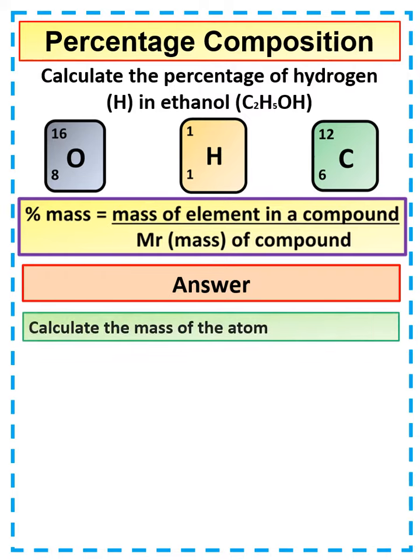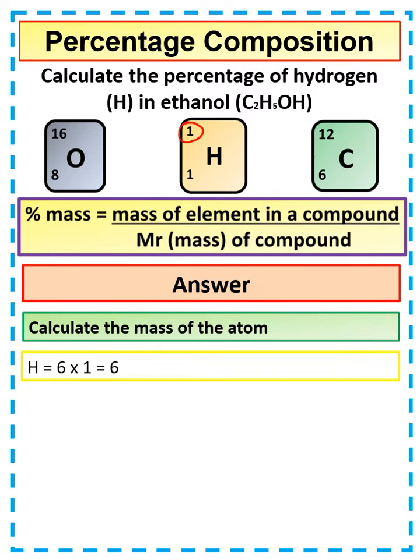So the first thing to do is calculate the mass of the element. We know that we've got 6 lots of hydrogen. We know that 1 hydrogen weighs 1. So all we're going to do is 6 times 1 to give us a total mass of 6.